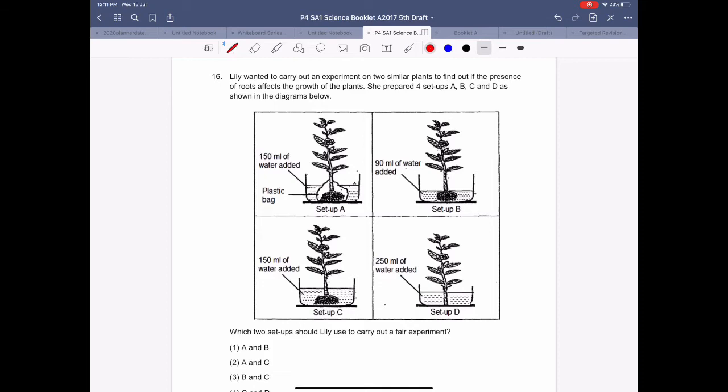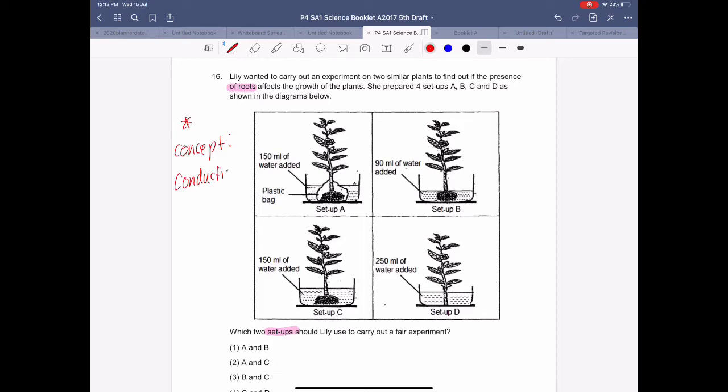Now, this will be the last question of the day. Now Lily wants to carry out an experiment on two similar plants to find out if the presence of roots affects the growth of plants. She prepared 4 setups A, B, C, and D as shown in the diagram. Which 2 setups should Lily use to carry out the experiment? This question is not about any particular topic. The concept is about conducting an experiment, so the concept is not on any topic. It's about conducting a fair experiment.